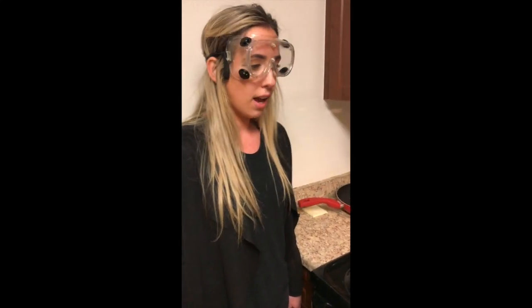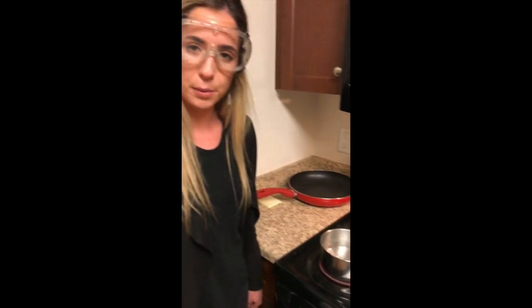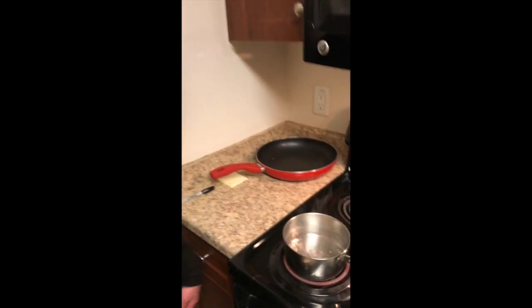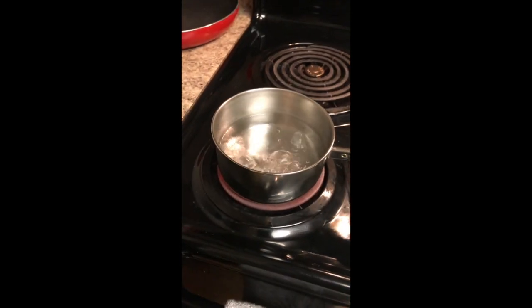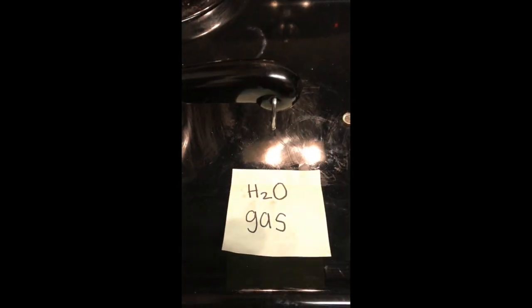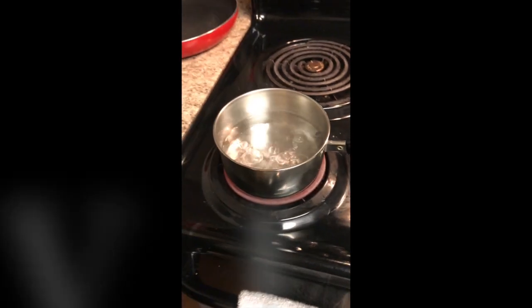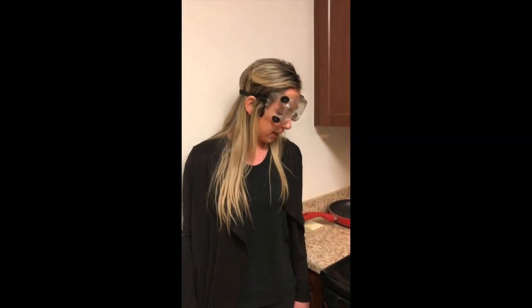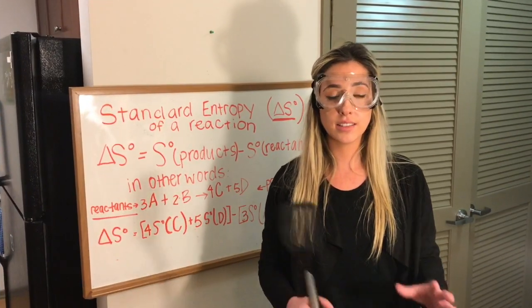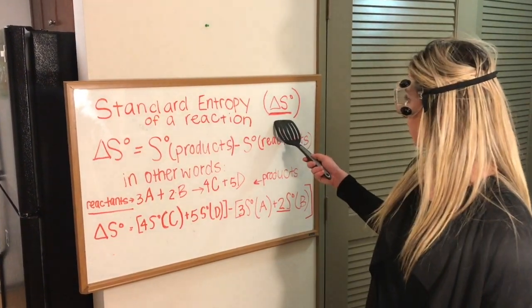Now, would you think entropy would increase or decrease as the H2O goes from a liquid to a gas? We'll take a look. As you can see, the water is boiling. This definitely makes it easier for the molecules to jump around, making it more random, making it more disordered, which is why in the gas phase, entropy is always highest. Entropy is symbolized as delta S.